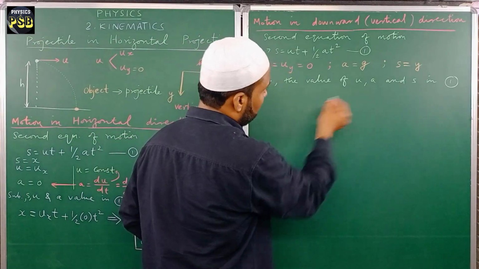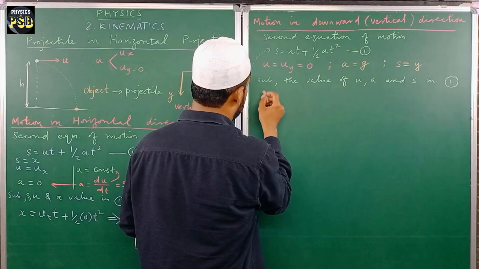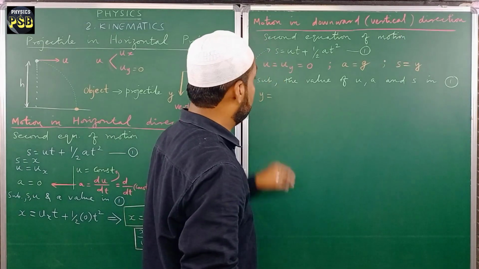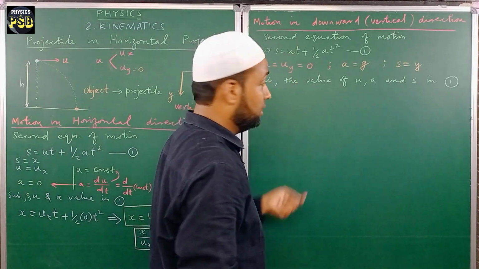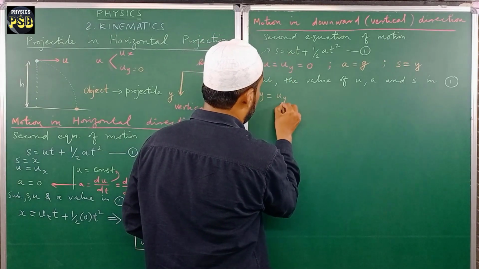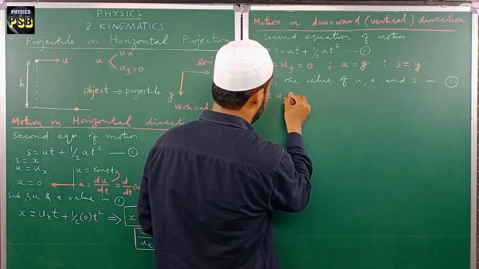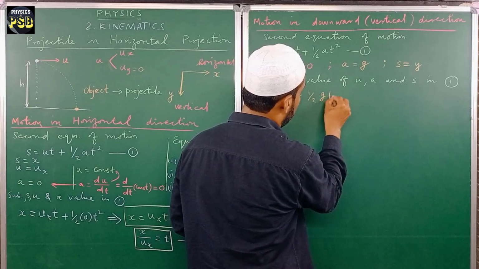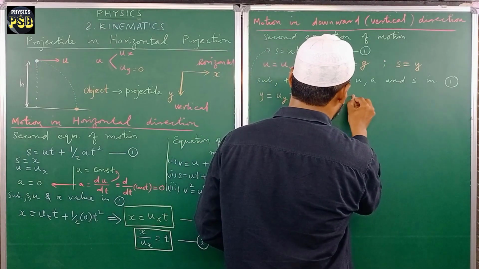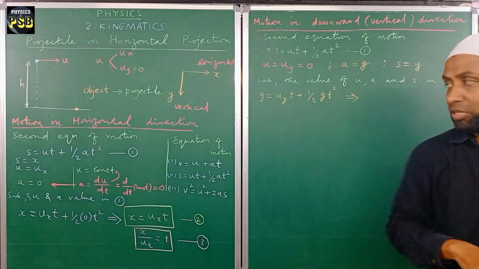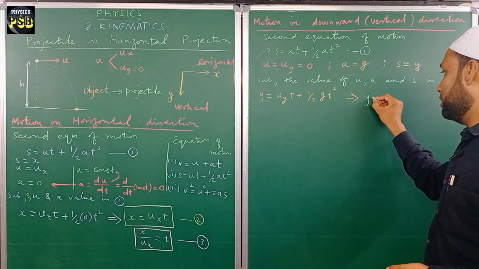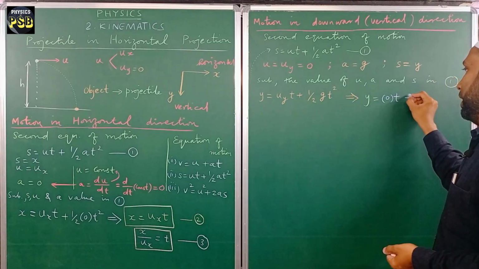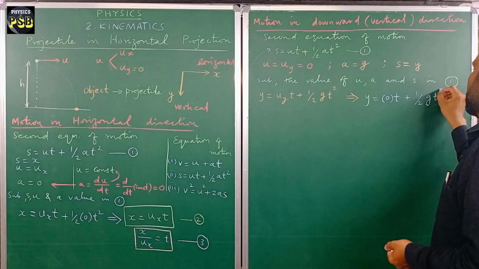So here, in the place of s, I write y. In the place of u, I write uy, which is nothing but 0. Plus half, in the place of a, I write g t square. Then the next step, I'm going to substitute the value of uy. So y equals 0 multiplied with t plus half g t square.